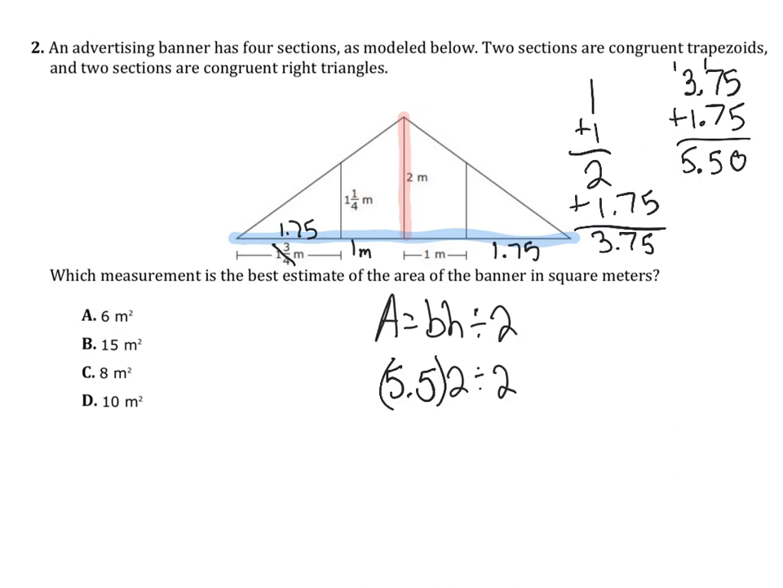So we can do these in any order. I'm going to do 2 divided by 2 first, which is 1. Multiply that by 5.5, which is just 5.5. Now, that doesn't match up exactly to any of our answers, but it does say which measurement is the best estimate of the area. So the best estimate would be the closest answer of 6 meters squared.